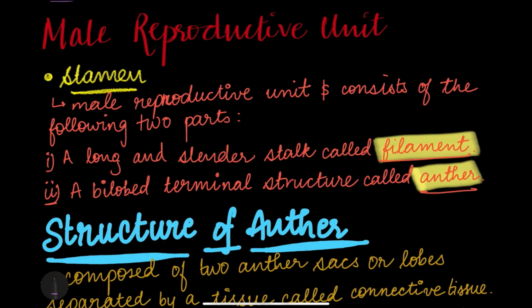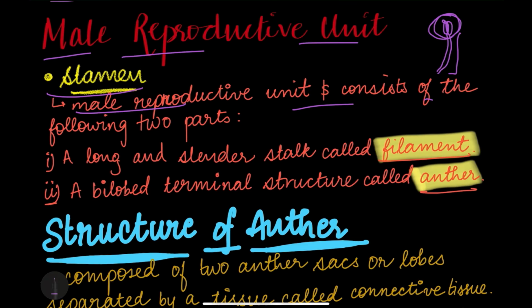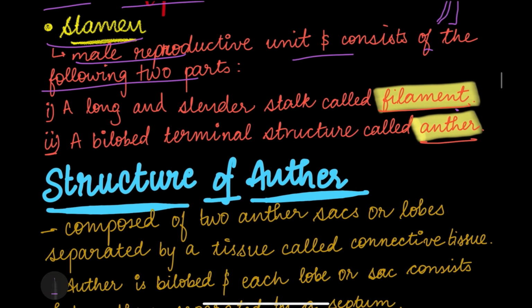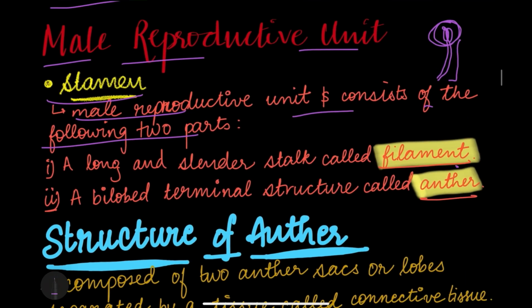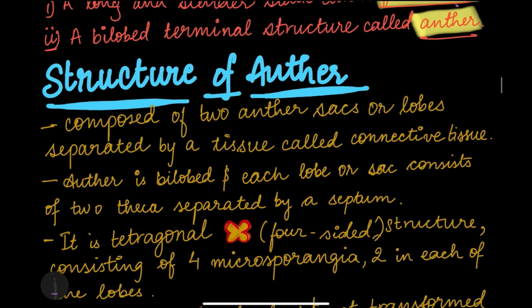Now let's move on to the male reproductive unit. First we see the stamen. I'll show you roughly now. This is the stamen, this is the filamentous structure and this is the anther part. The male reproductive unit consists of two parts: a long slender stalk, the filament, and a bilobed terminal structure called the anther. I'll show you with the diagram also.